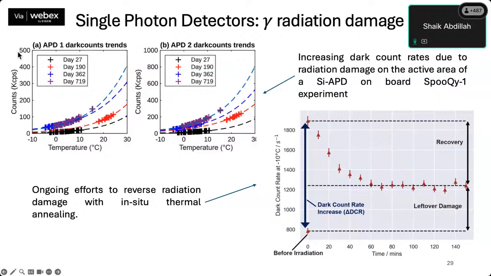So this data comes from some experiments that we have done on APDs that exist in, oh, of course, yeah. Thank you so much for pointing that out. Let me see.